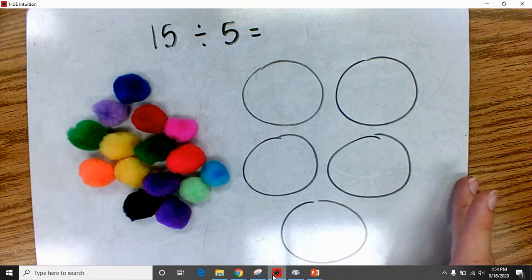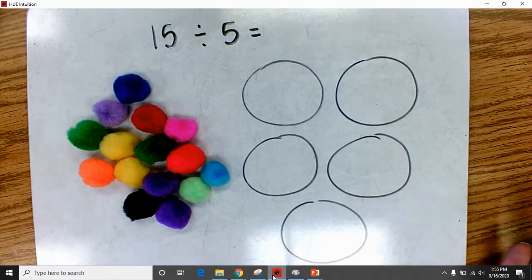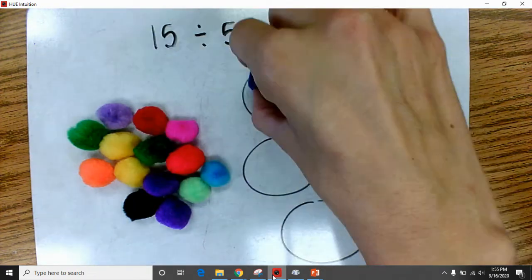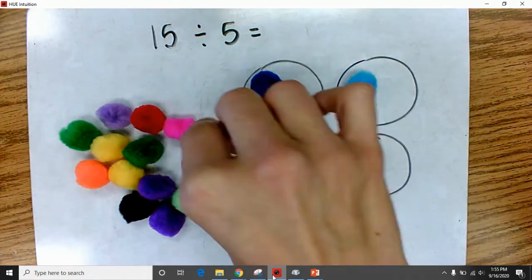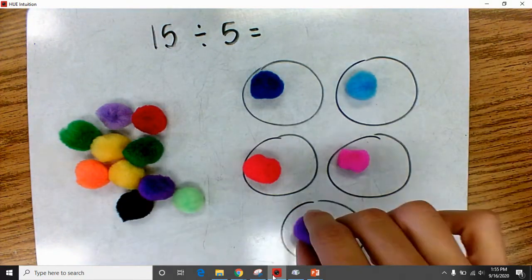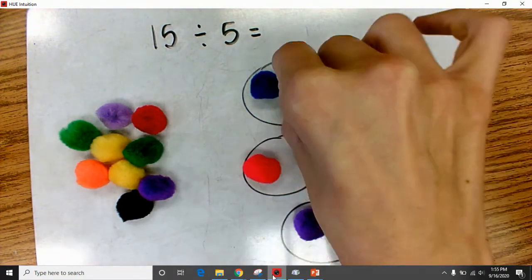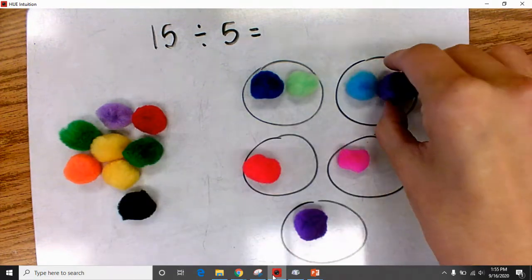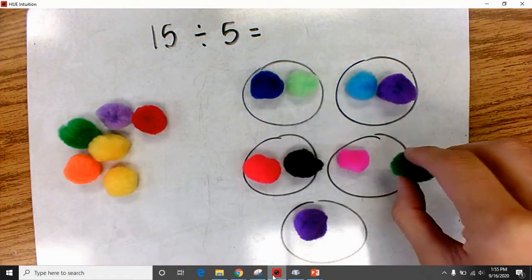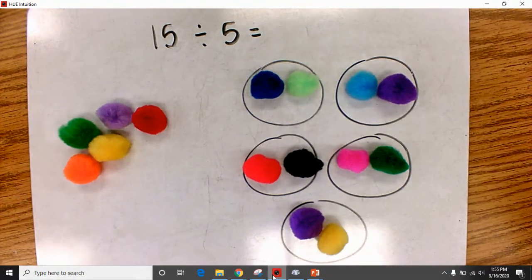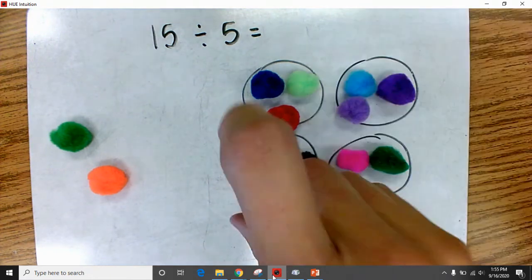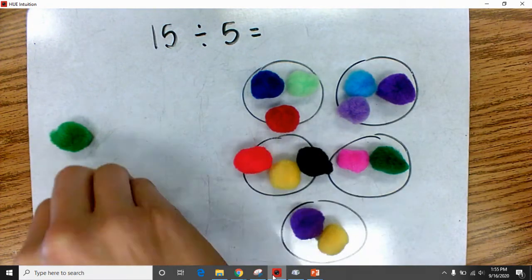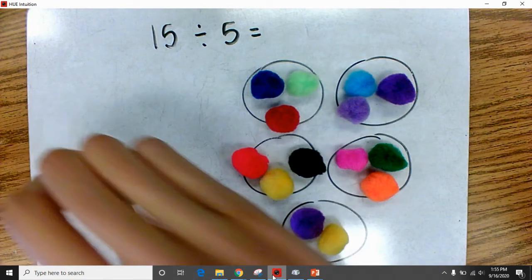So a good way to do that is kind of like dividing up cards or dealing cards like this. 1 for you, 1 for you, 1 for you, 1 for you, and 1 for you. Another 1 for you, and so on around the groups. I think I have enough to go around again. Another 1 for each group.